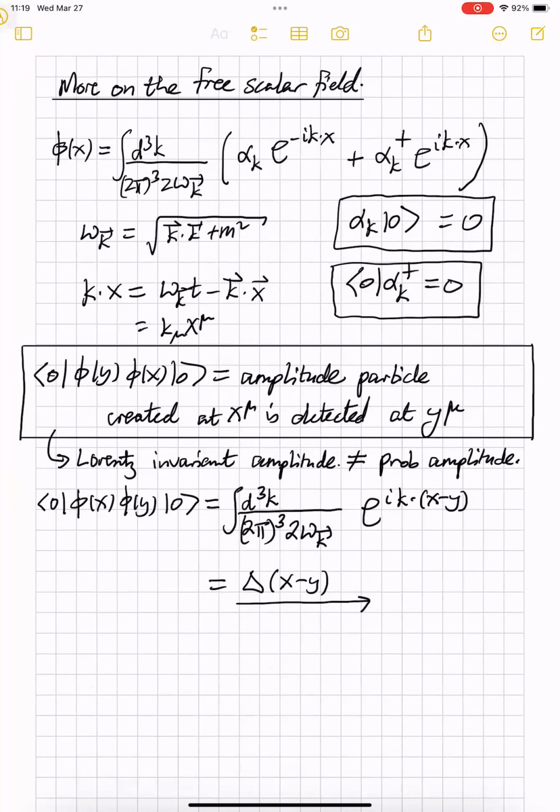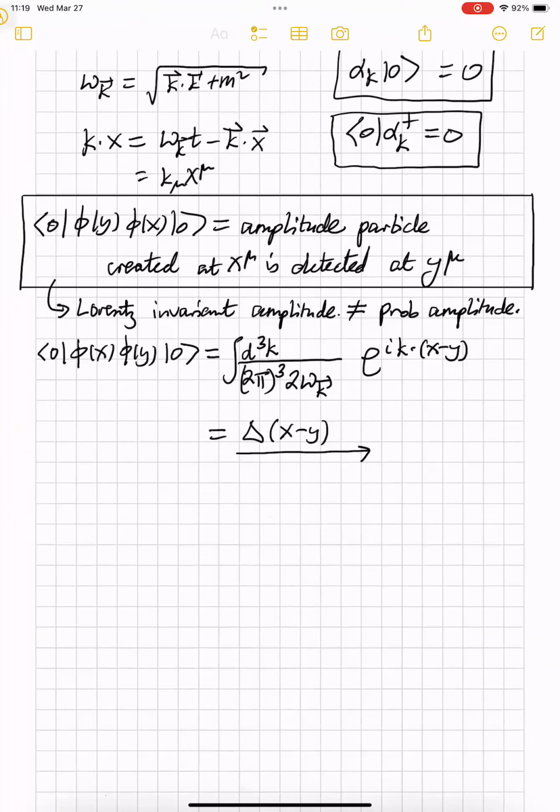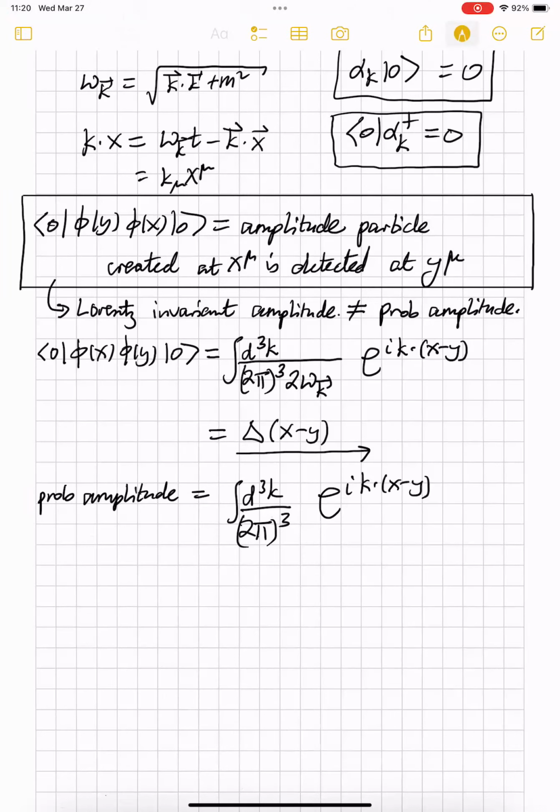Now, I want to remind you of something else. When we built our single particle theory, we calculated a probability amplitude, the probability for the particle to move from y to x. And the answer that we got was an integral d3k over 2 pi cubed. So this looks very similar to the above, but then we had an e to the i k dot x minus y. So what's missing is the 1 over 2 omega k, which appears inside our delta.